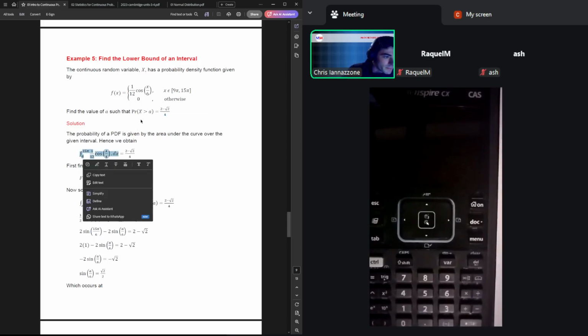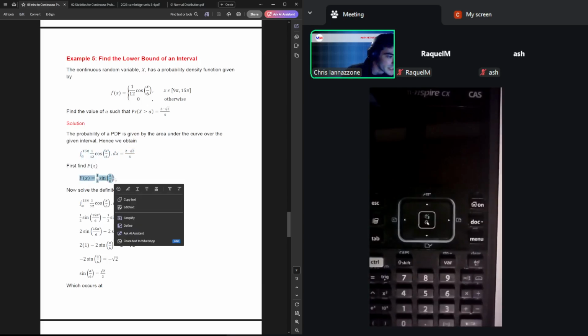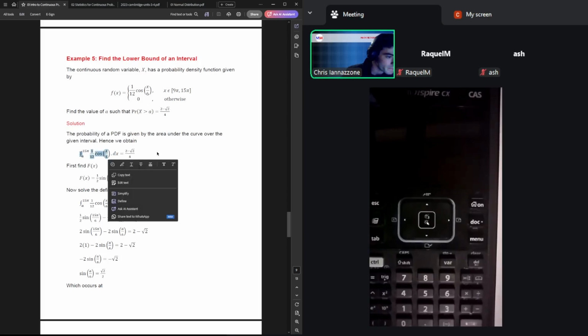We don't know what that lower bound is other than the fact that it's a, so we leave it as a. Then from there, because we know that the function, when you integrate over that domain, should equal 2 minus root 214, we make the definite integral equal to 2 minus root 214. And then we just solve from there. So again, this is an integral, it equals something. So to evaluate this left-hand side, we're going to first antidifferentiate, and then do capital F of 15 pi minus capital F of a. Still maintaining that right-hand side equals.